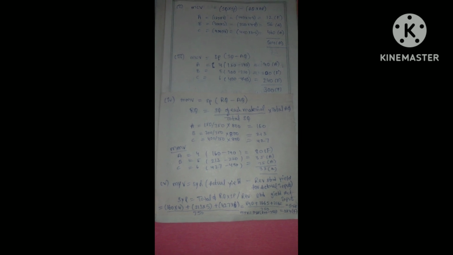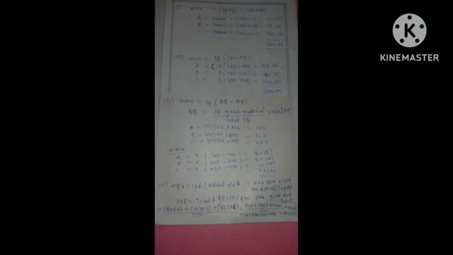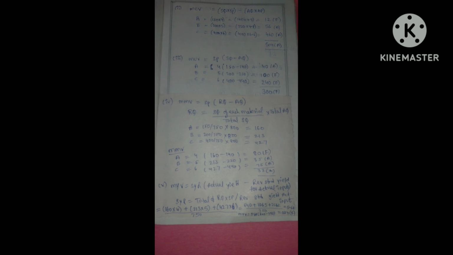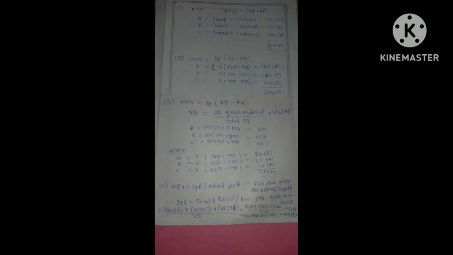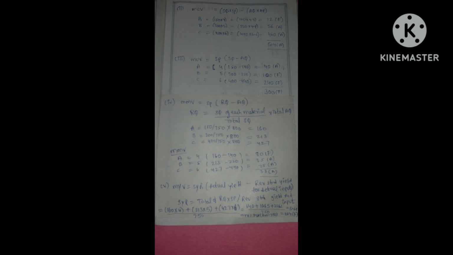So now we have to find out material yield variance. According to the formula, SYR is 5.68, actual yield is 800 and revised standard yield is 750. So 5.68 into (800 minus 750), we will get 284 favorable.